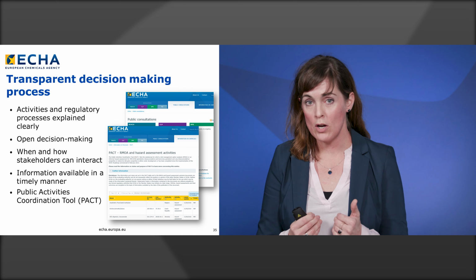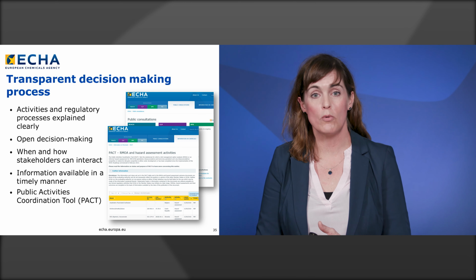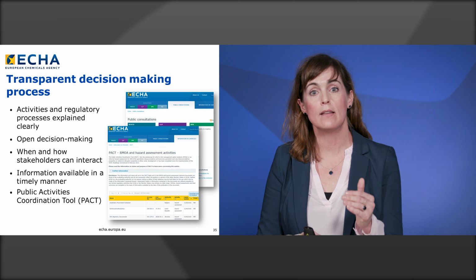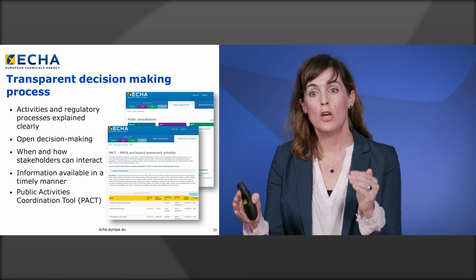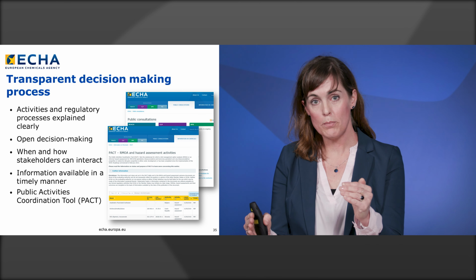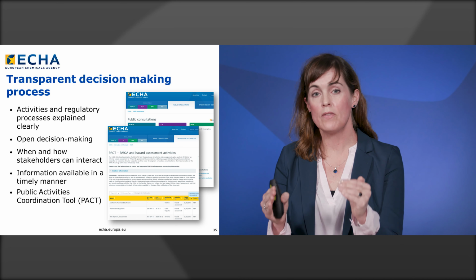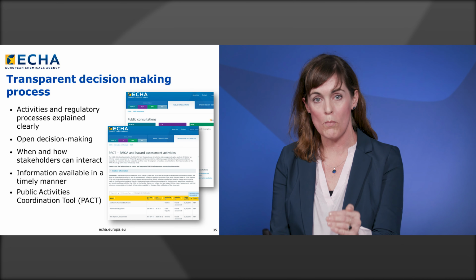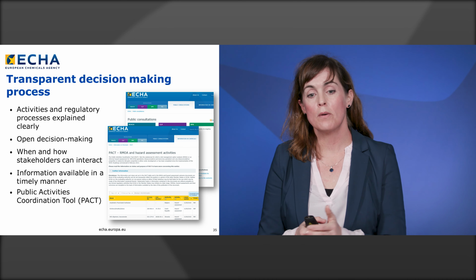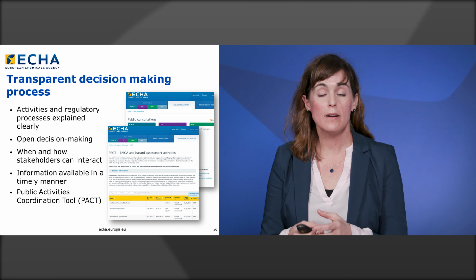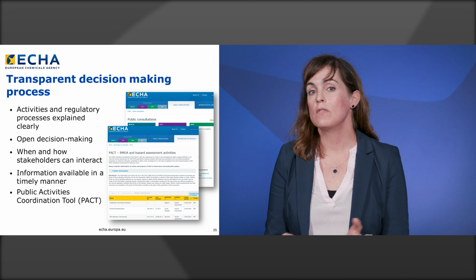And this is something that we are trying to achieve here through a tool that is available on the website, where we clearly indicate which substances are going to be looked at in the future, within the time frame, through a specific process, and also tells the industry how they can interact, when they can submit their input and comments on such a decision or such a process. This is called the Public Activity Tool, PACT. There is also a Register of Intent, ROI, that is also available through our website.